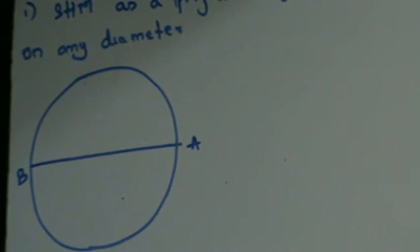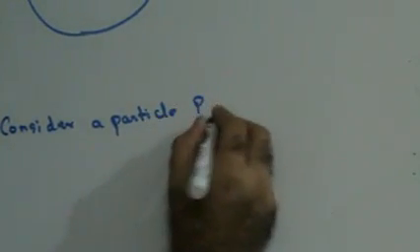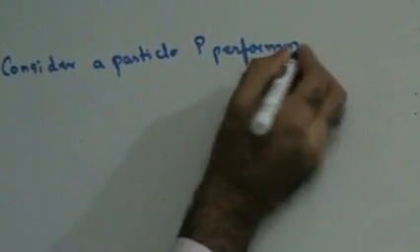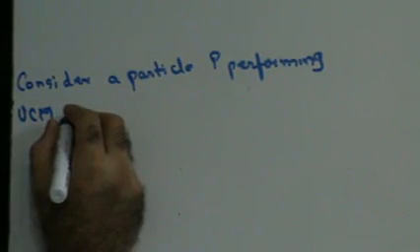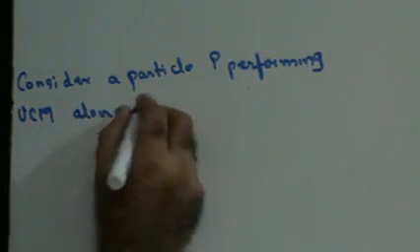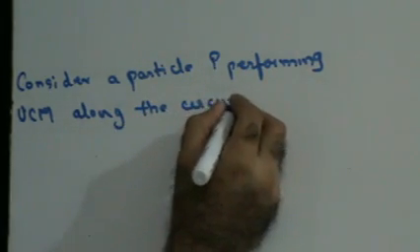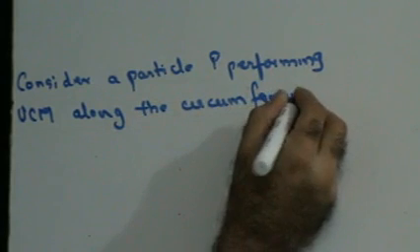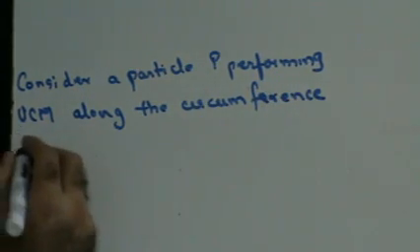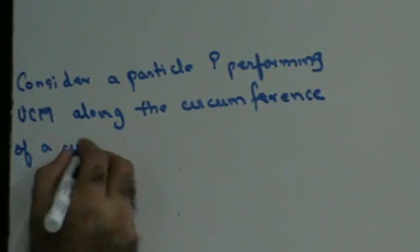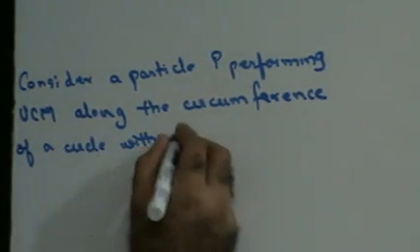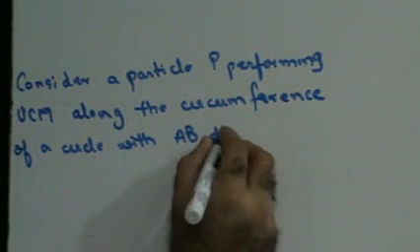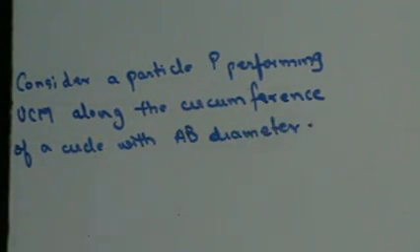So consider a particle P performing UCM along the circumference of a circle with AB as the diameter. So I'm going to have a particle P that is going to perform UCM here, right?